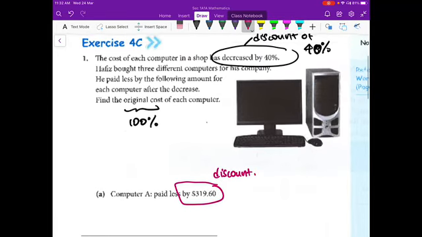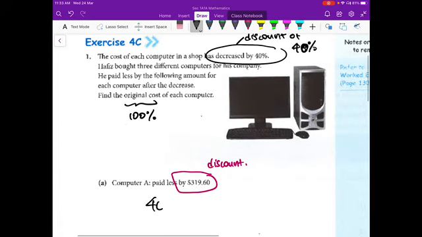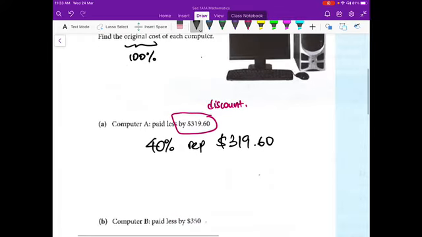Okay, so there's a discount of 40%, and this is the discounted value, which means that 40% represents 319.60. So since 40% represents this, we want the original 100%. Do the same thing. I noticed that some of you are not drawing the arrows. If you don't draw the arrow, which I've said so many times to draw, you may still make mistakes.